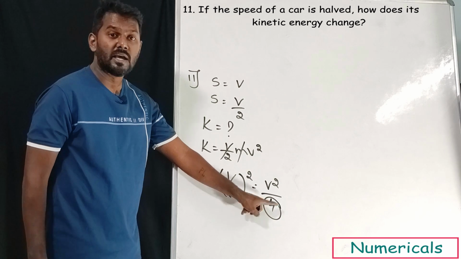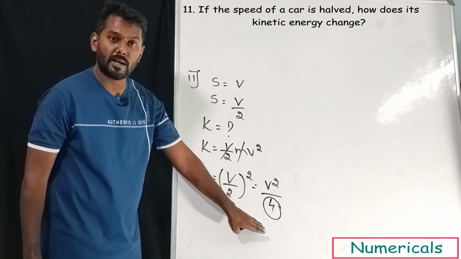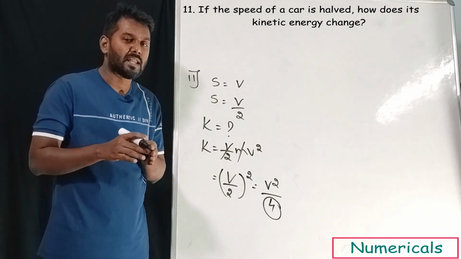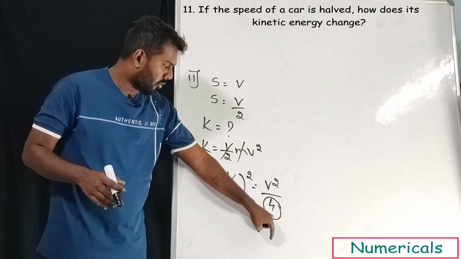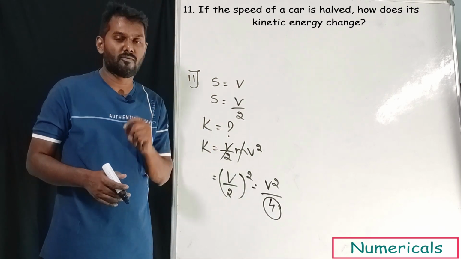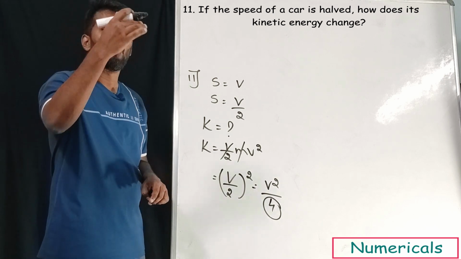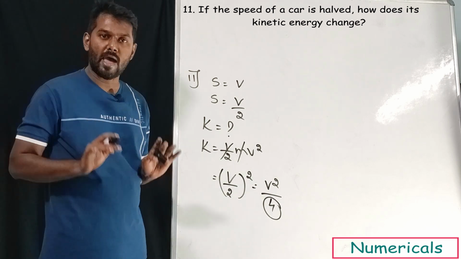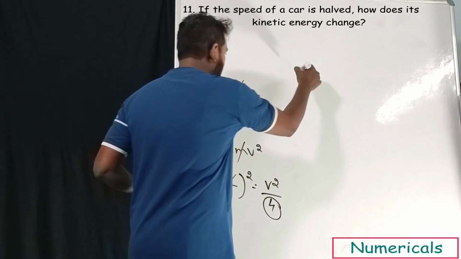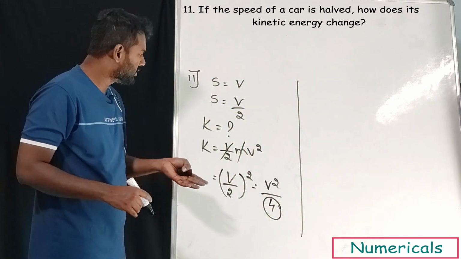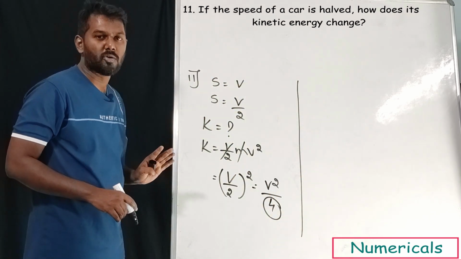So this value will tell us the final answer. The value is in denominator, correct? So the kinetic energy will reduce to 4 times to the original value, or else we can tell it as it has been reduced to 1/4 of its original value. So one thing you have to keep in mind. Based on this one, many questions you can expect.